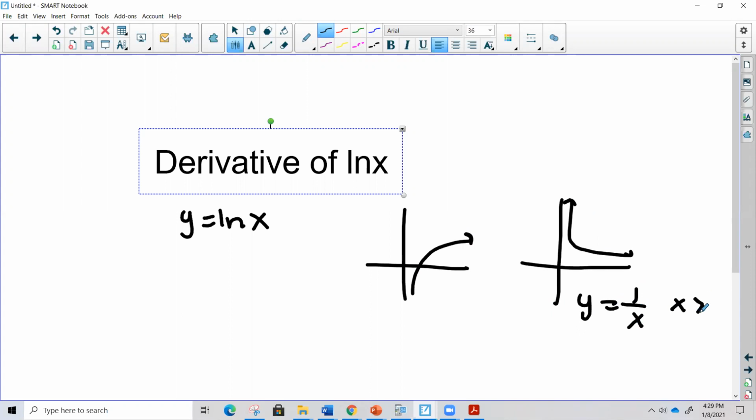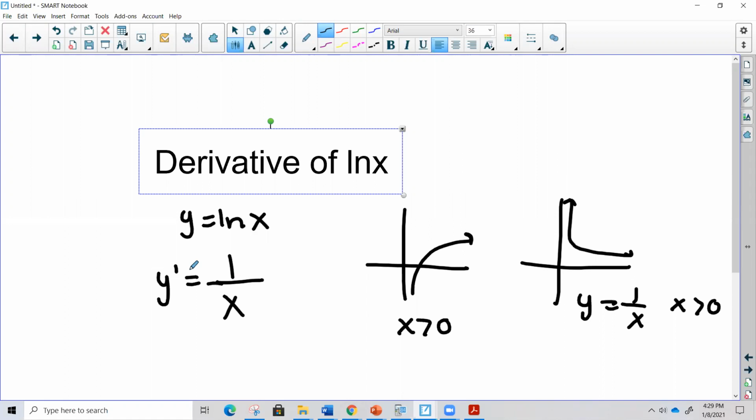for x greater than 0. Because the domain of ln of x is greater than 0, the domain of the derivative has to be the same. So when I have ln of x, the derivative of it is always 1 over x. So that's another derivative you have to know and memorize.